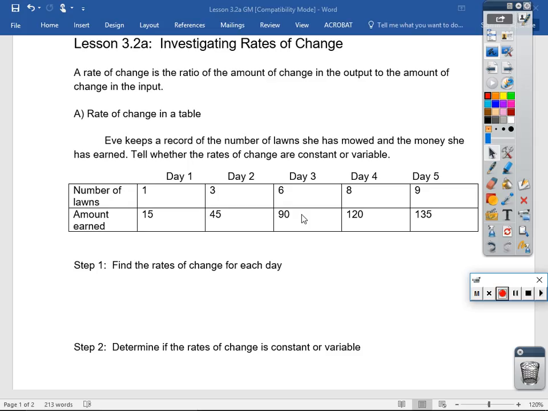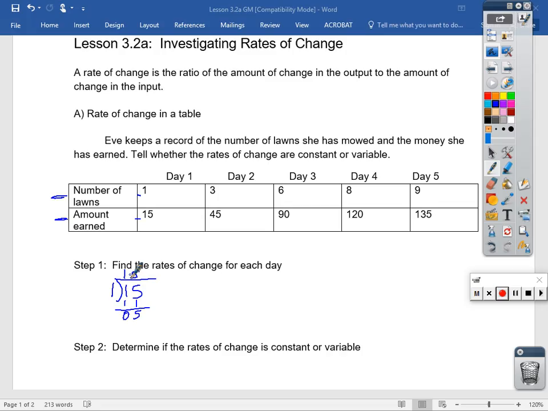All right, so we have number of lawns and the amount earned. So our first day she mowed one lawn and she earned $15. So that's how I'm going to set it up to find out my rate of change. How many lawns and then how much she earned. One goes into one one time. Bring down my 5. 1 goes into 5 five times.